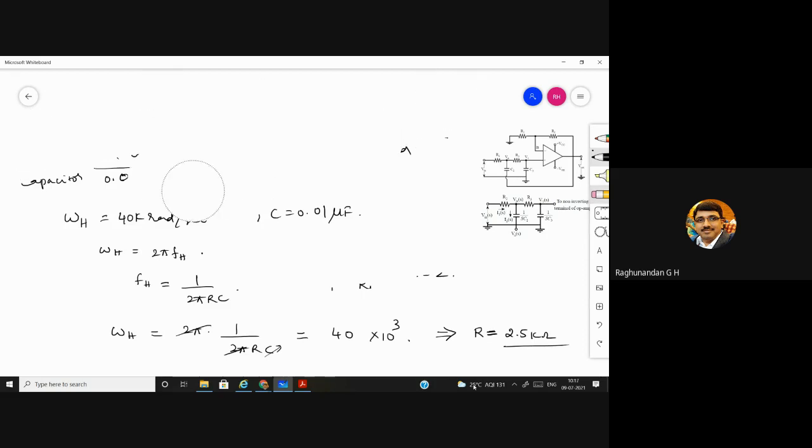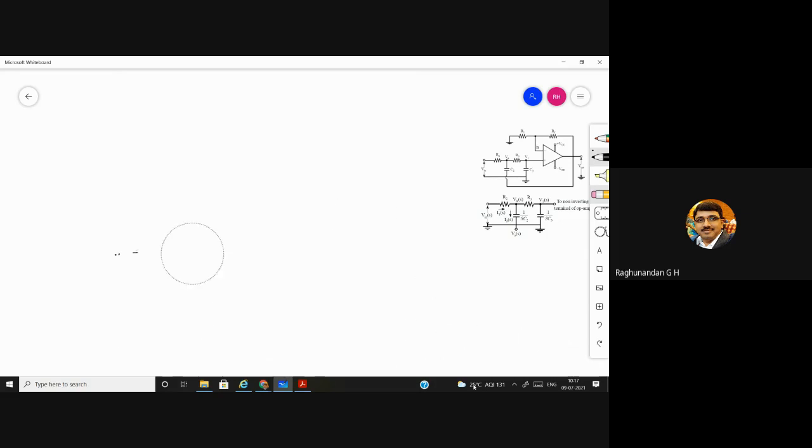After this, the next one is the second order low pass filter. If you observe the frequency response graph, the gain was reducing at 20 decibel per decade, which we call the roll-off factor. So the roll-off factor is 20 dB per decade.